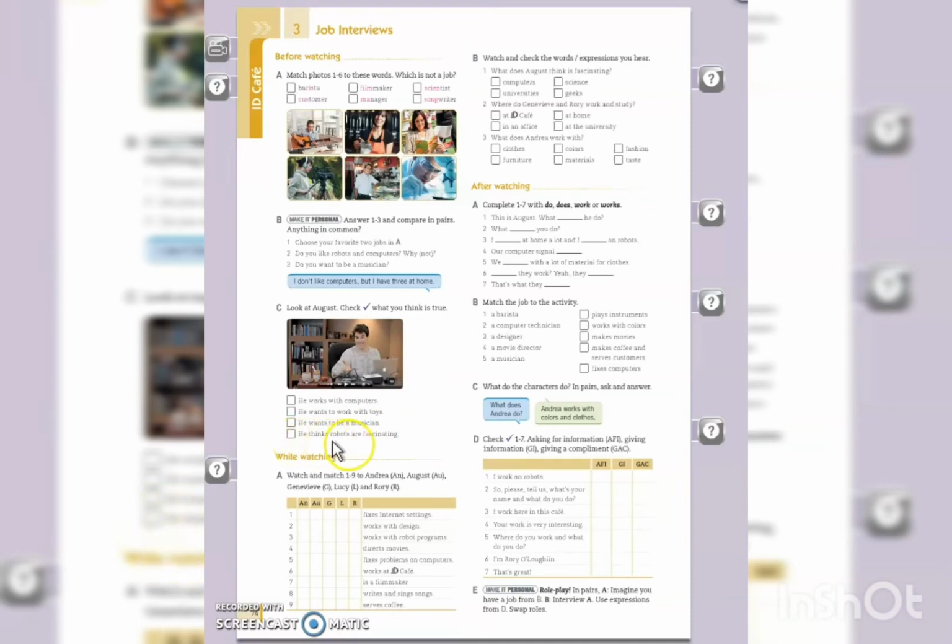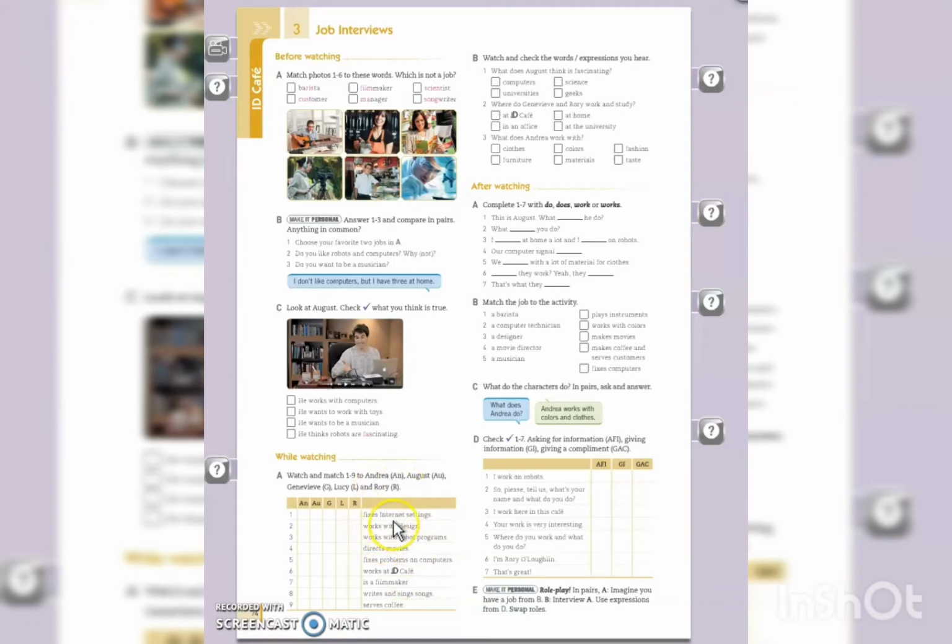Next one. He thinks robots are fascinating. True. Okay. Now we are going to continue completing this exercise, and we have here watching, match 1 to 9 to Andrea, August, Genevieve, Lucy, and Rory. These are the sentences you have to identify according to these names.